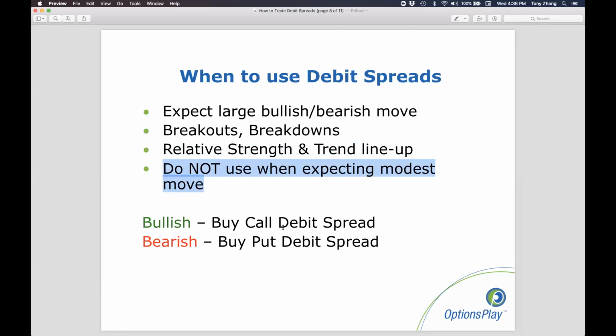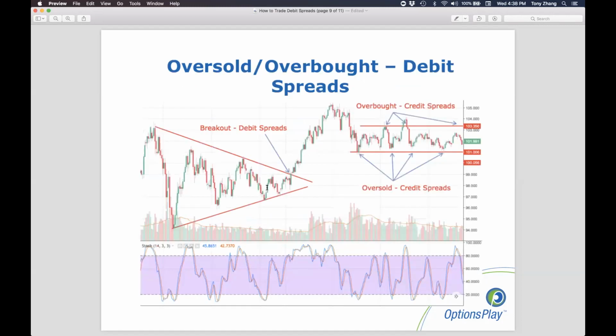So just to recap, if you are bullish on a stock, you want to buy a call debit spread. If you're bearish on a stock, you want to buy a put debit spread. So I just want to illustrate, again, the difference between when we expect a big move versus when we expect a modest move, and when you should consider using a debit spread.